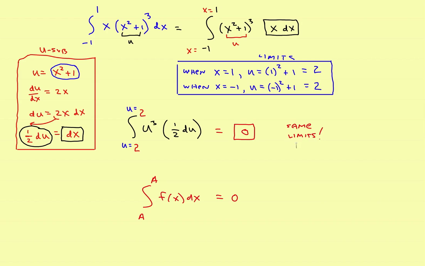So in this case, you don't even have to finish the problem out, because if the upper limit is the same thing as the lower limit, then the integral has to be 0. So there's one final example for you. But just remember, whenever you're working with definite integrals, not only change the problem from an x problem to a u problem, but change the limits from x limits to u limits, and everything works out fine.